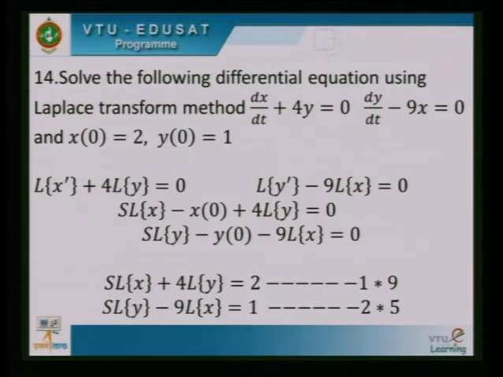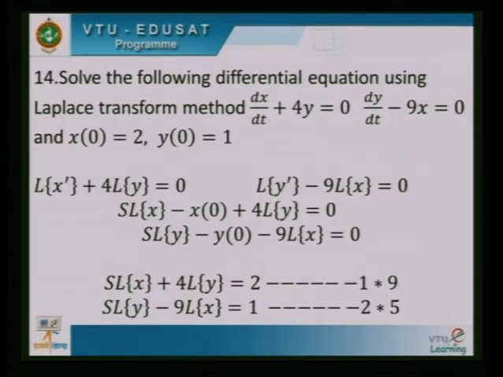Next, solve the following differential equation using Laplace transform method: dx by dt plus 4y equal to 0 and dy by dt minus 9x equal to 0, and x of 0 equal to 2, y of 0 equal to 1. See here, the given equation is the same.